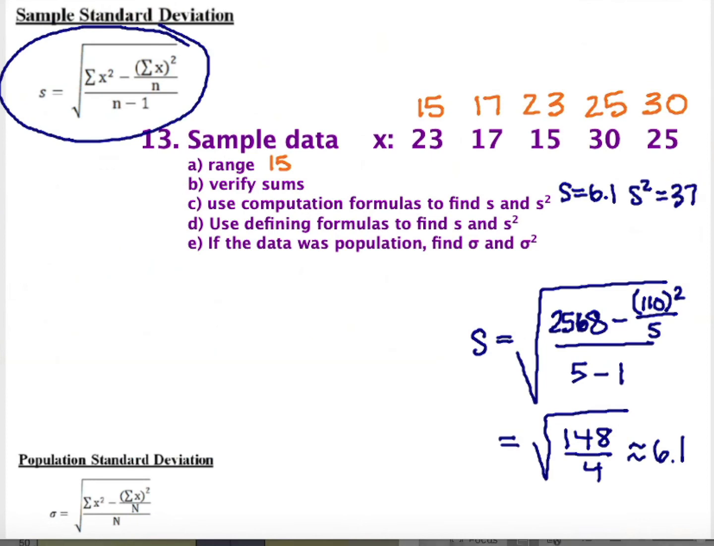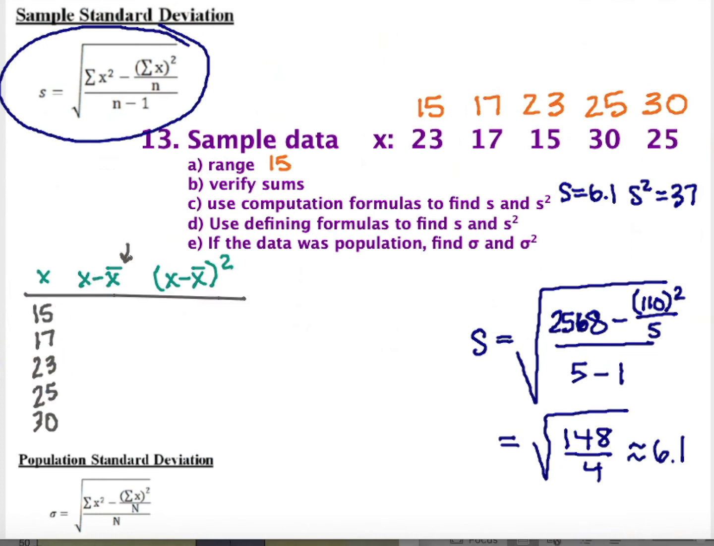Part D has us compare that method to using those defining formulas. So the defining formulas are where we had to do the table. First we'd need to find the mean. Thankfully, I already know that when I add those up, I get 110. 110 divided by 5 gives us a mean of 22. So I'll be subtracting 22 from each of those values, and then squaring them. And then adding all those together.